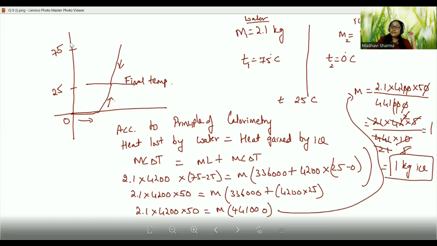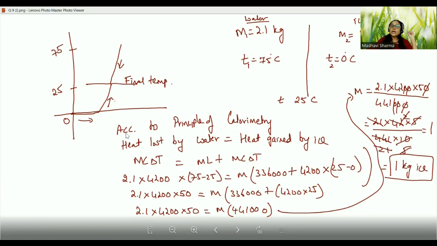Children, whenever I do specific heat capacity, calorimetry sums, I always make a rough graph. And this is how I have taught children also. Just make a rough graph. Okay? There are 3 temperatures given. Ice, which is 0, 25, which is the final temperature, and 75, which is the starting temperature of water. Yes? So water will come down from 75 to 25. Ice will first melt and then it will increase its temperature to 25.